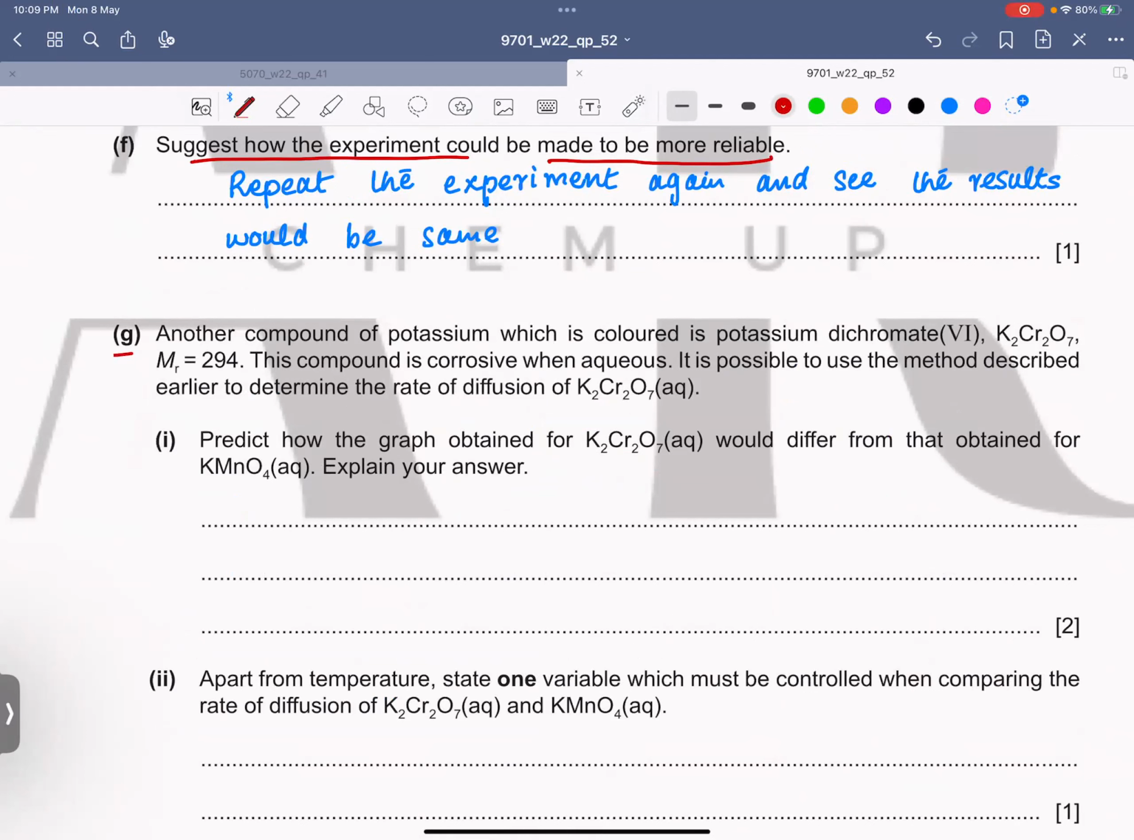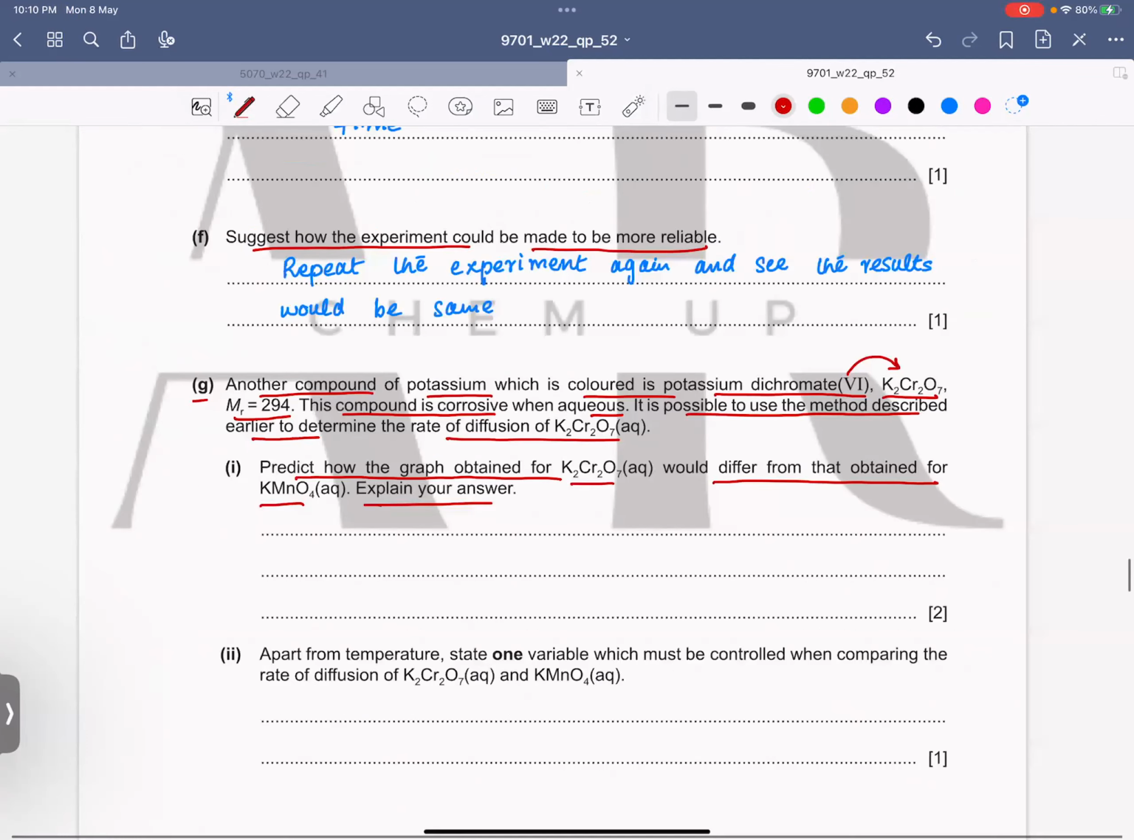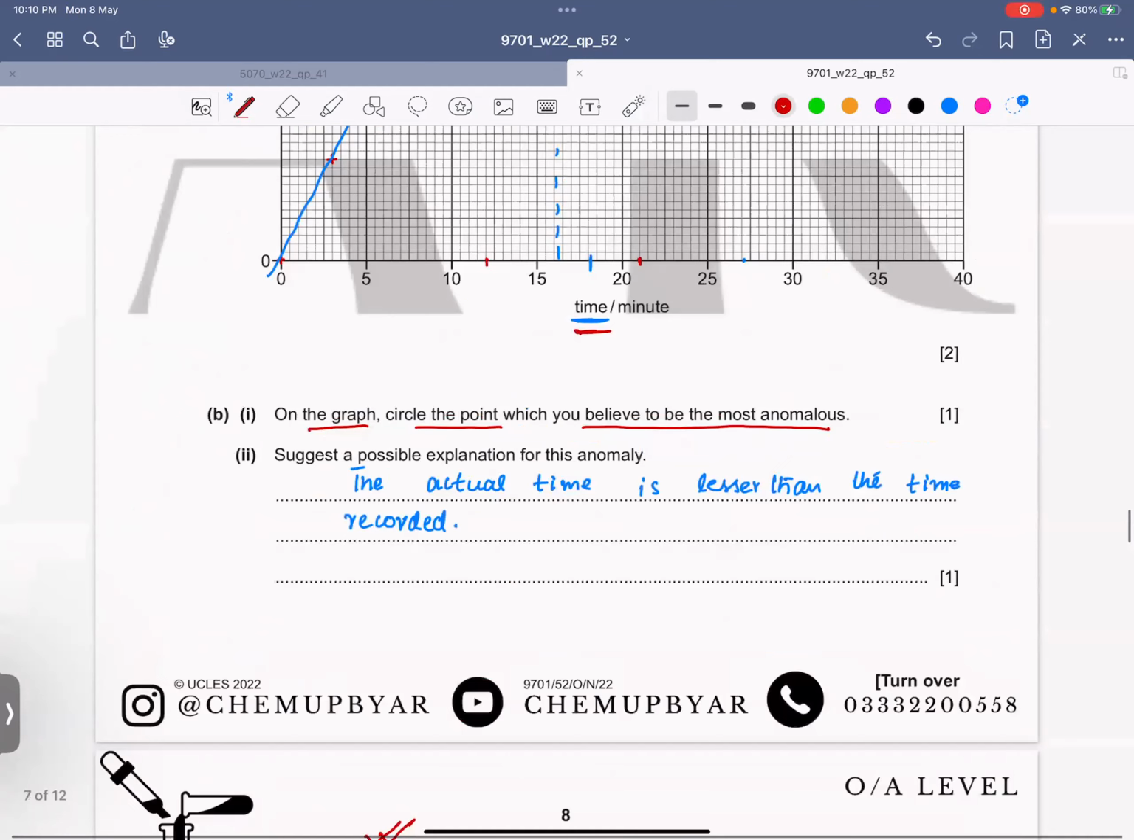Now, G part. Another compound of potassium which is colored is potassium dichromate, K2Cr2O7, Mr 294. This compound is corrosive when aqueous. It is possible to use the method described earlier to determine the rate of diffusion of K2Cr2O7. Predict how the graph obtained for K2Cr2O7 would differ from that obtained for KMnO4. Explain your answer. So see, the Mr would be given over here as well.